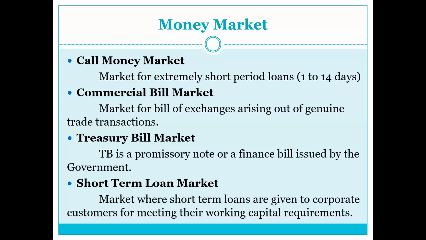If you are borrowing for a period of 2 to 14 days, it is called notice money. That is, the moment that you get the notice from the lender saying that he needs the money back, you will have to return that cash. That is why it's called notice money. If you are borrowing for 1 day, it is called overnight money. So call money market deals with extremely short period loans.